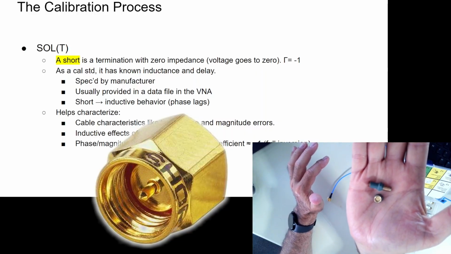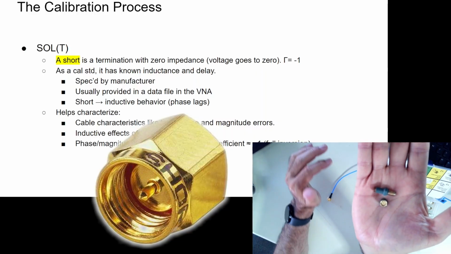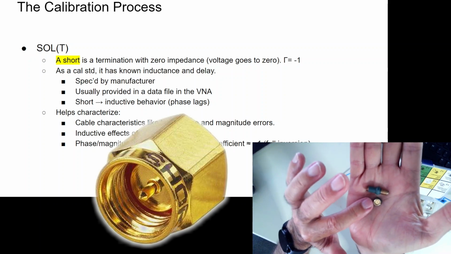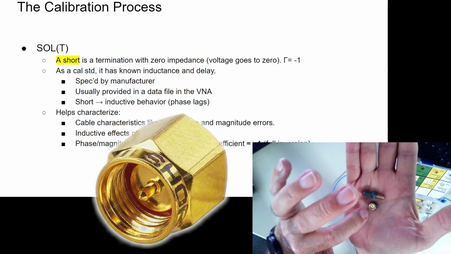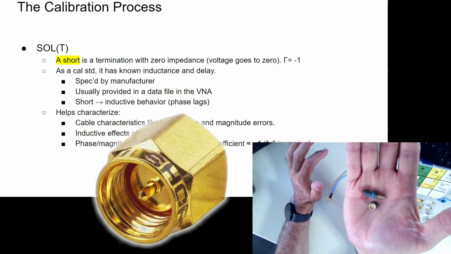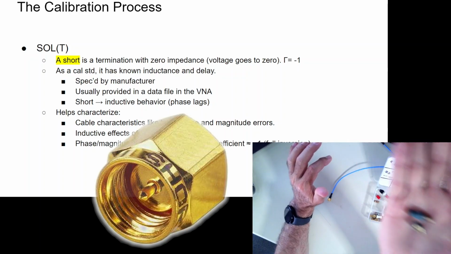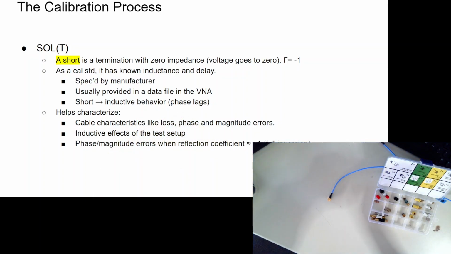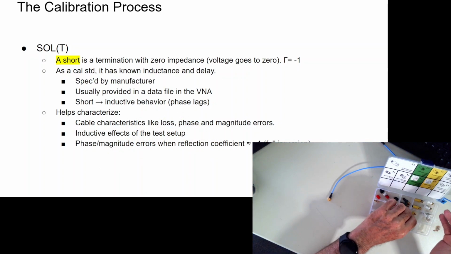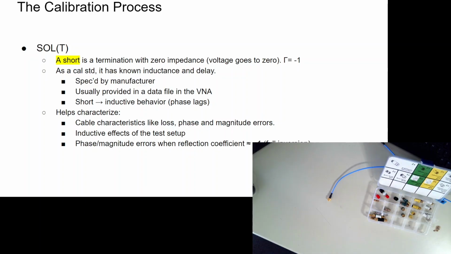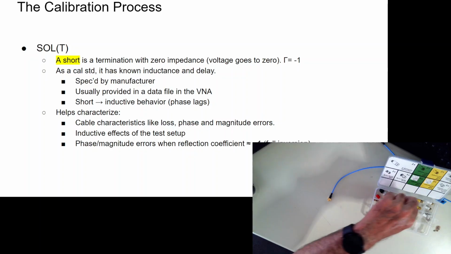There's a pin in the middle. The only difference between this one and the one in the photo is this pin is actually manufactured in such a way that it's connected to the outer case so that it is a short. We have 0 ohms, 0 impedance, so we have a gamma of -1. It has known inductance and known delay because there are distances involved, right?